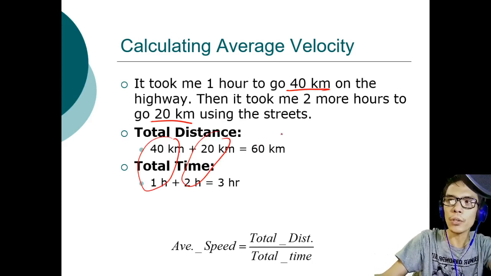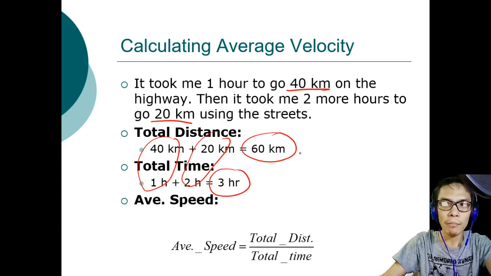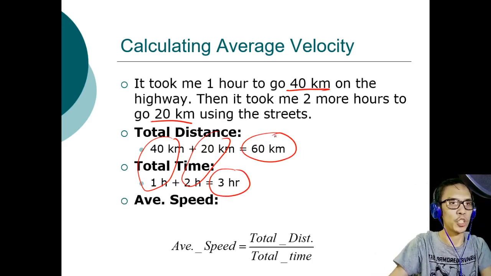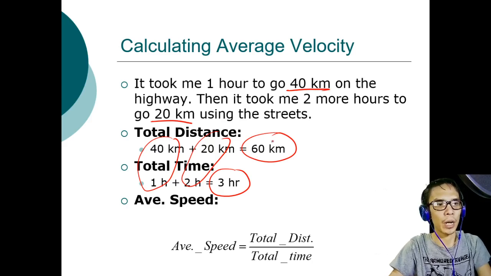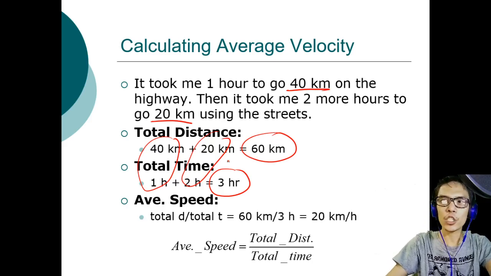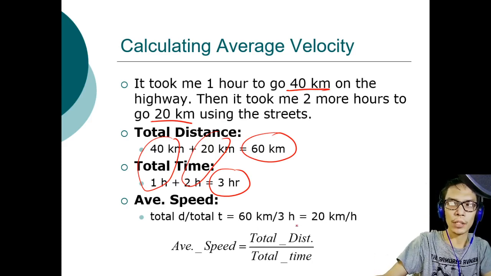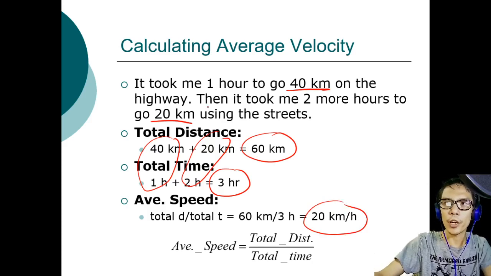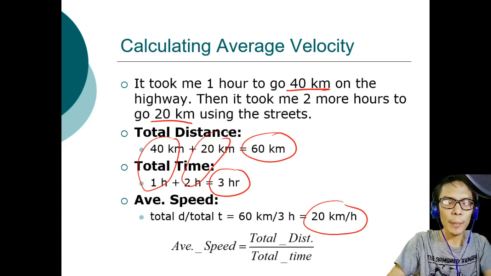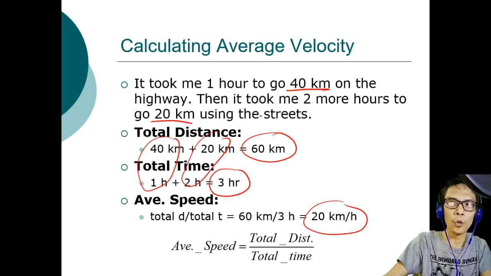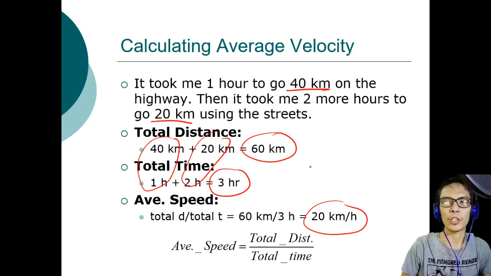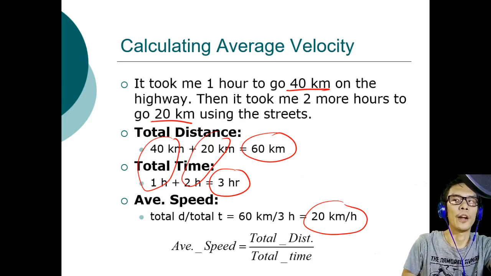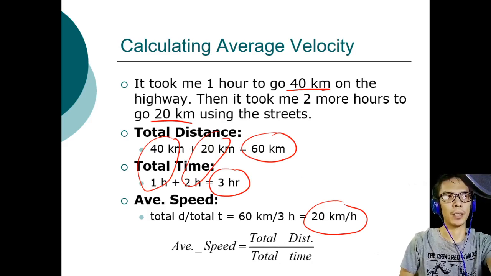Alright? So, now you have your total distance and your total time. You can now compute for the average speed. Alright, so what is the average speed here? So the average speed is 60 divided by 3. That will be 20 kilometers per hour. So this person has a 20 kilometer per hour speed to travel on those two streets that you have right there. Alright, so 20 kilometers per hour is his or her average speed.